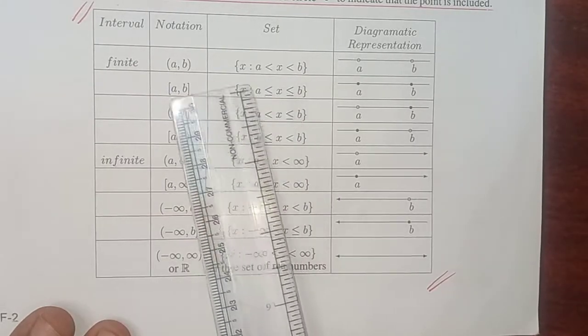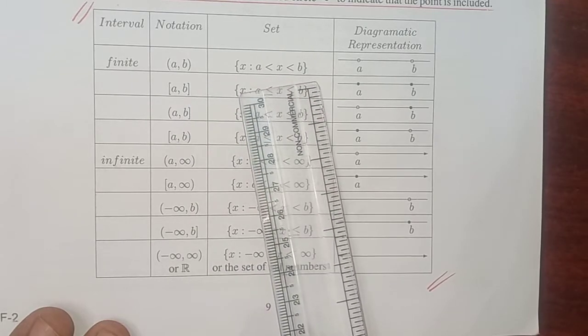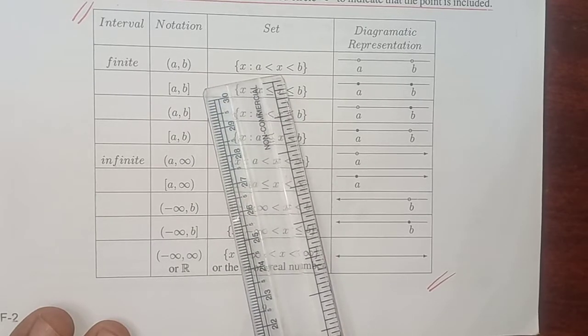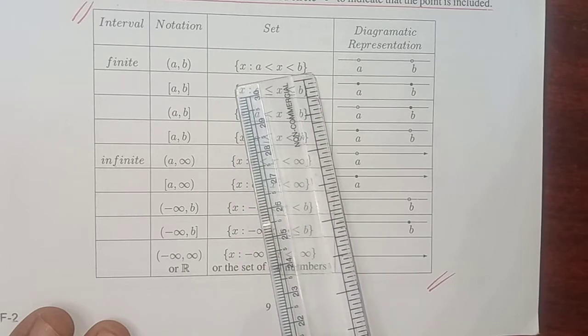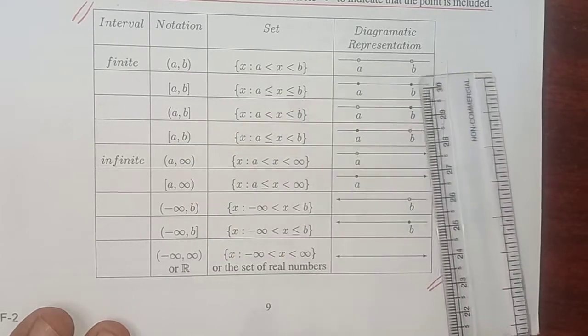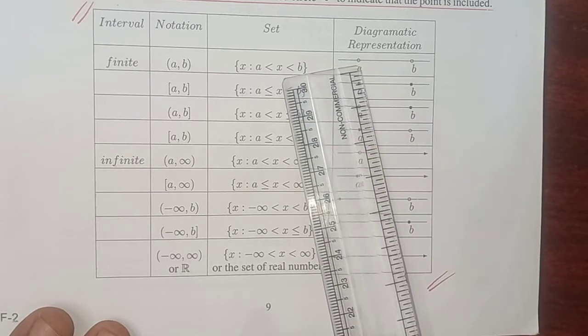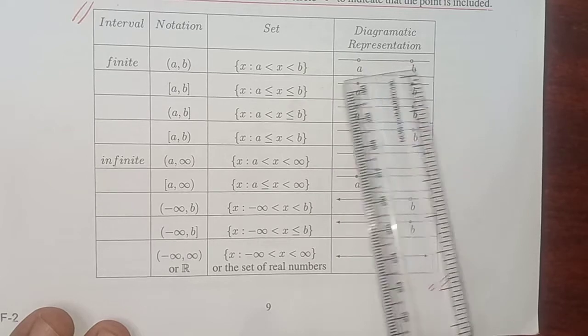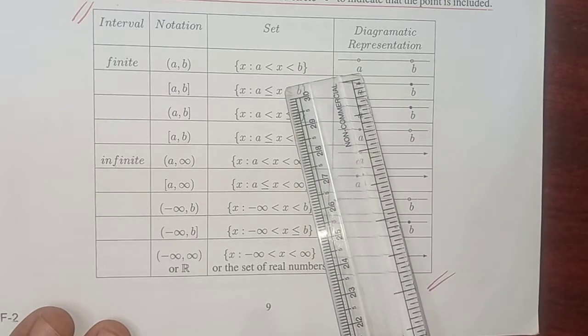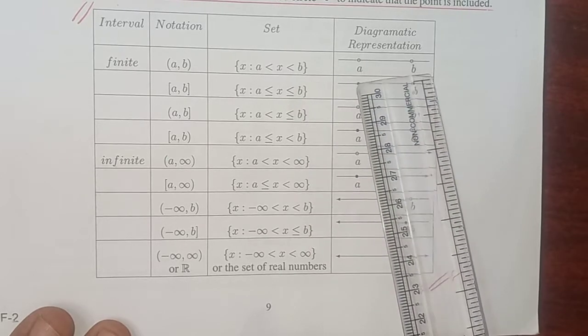In set form, you can say set of all x such that A less than x less than B. All the values of x between A and B. Between A and B. So diagrammatic representation. Look at the diagram. This circle represents an unfilled circle. Unfilled circle means that particular value is excluded, excluding A and B.